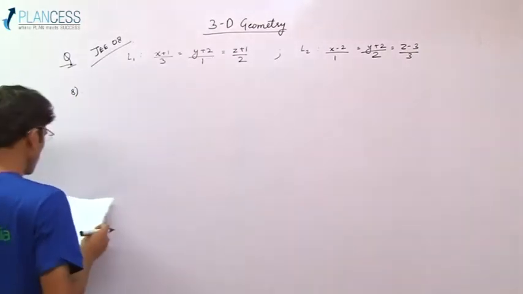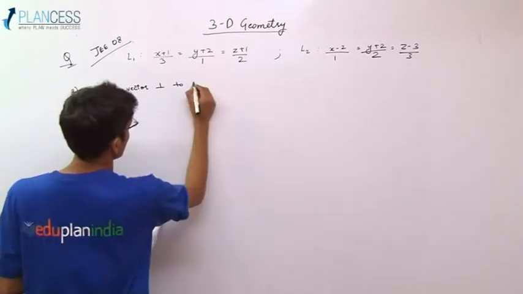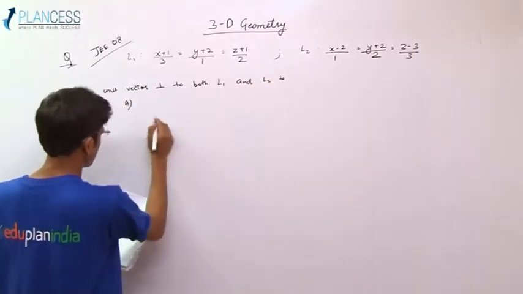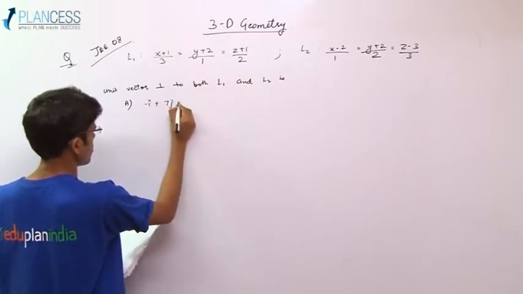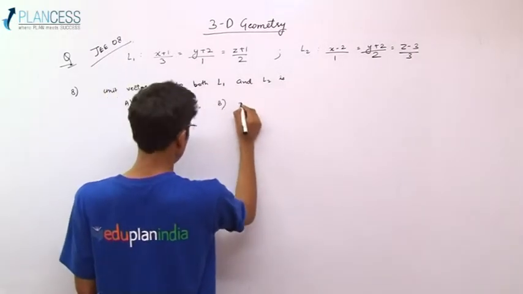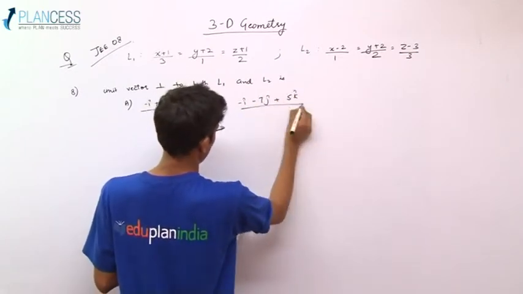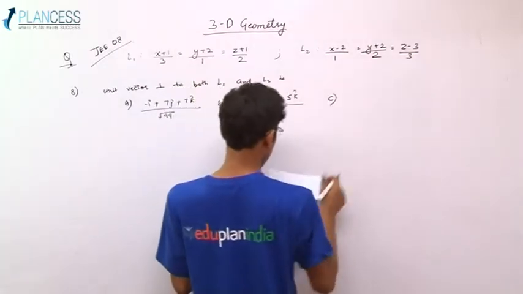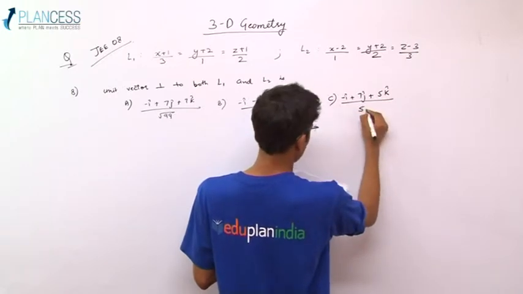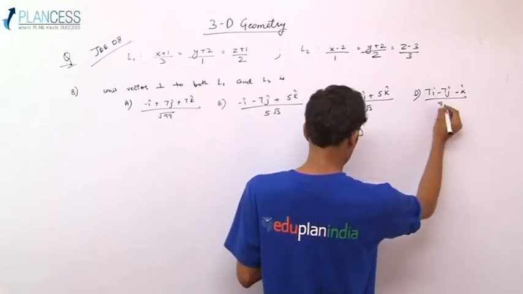Question number 8: the unit vector perpendicular to both L1 and L2 is... Options: A is (−i cap + 7j cap + 7k cap)/root 99, B is (−i cap − 7j cap + 5k cap)/(5 root 3), C is (−i cap + 7j cap + 5k cap)/(5 root 3), and D is (7i cap − 7j cap − k cap)/root 19.